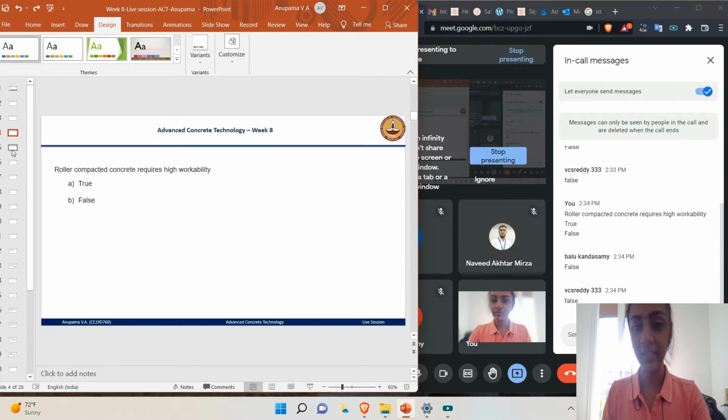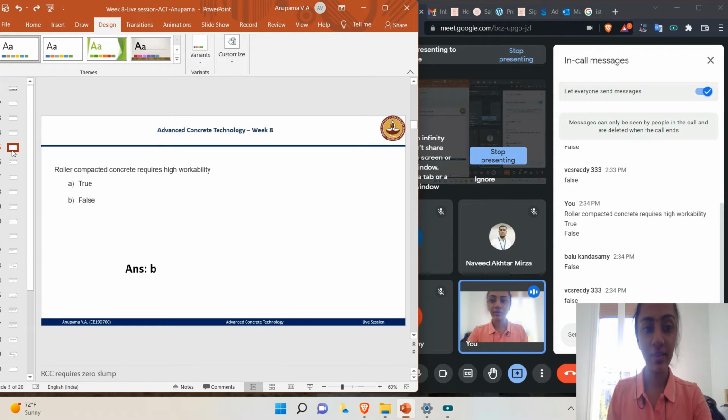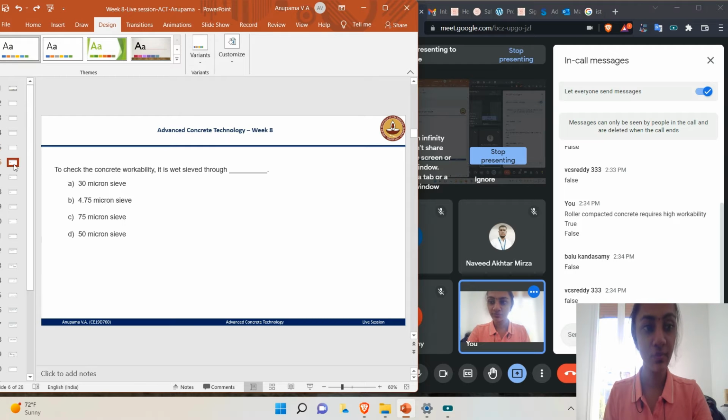Okay. So, the correct statement is false. Thank you for replying in the chat box. So basically the roller compacted concrete does not require any workability and the requirement is zero slump. So it can be compacted using the roller. So we do not require higher workability for the roller compacted concrete. Okay, moving on to the next question.